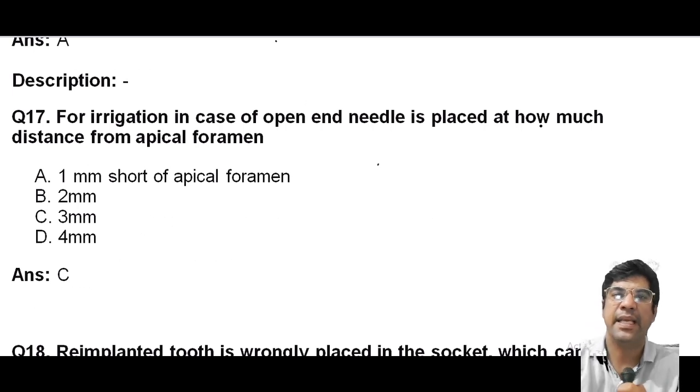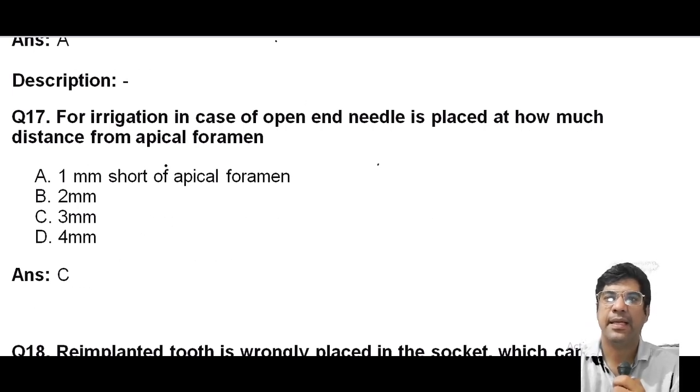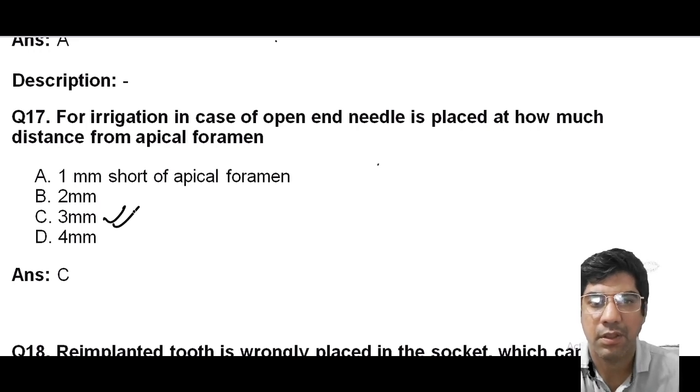For irrigation, in case of an open-end needle, it is placed at how much distance from the apical foramen? The answer is 3 mm. So the irrigating tips are inserted apically to within 3 mm of the working length.